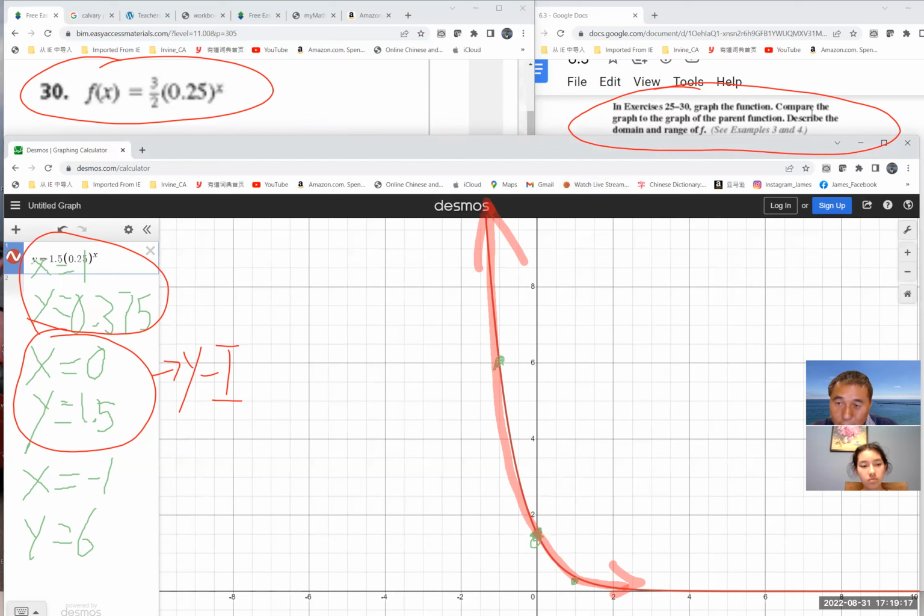Okay, now let's say compare. Okay, we will not compare. Describe the domain and range. Could you tell the domain and range? Yeah, this function's domain is what? Range is what? The domain would be... Yeah, domain is okay. Okay, you keep going.